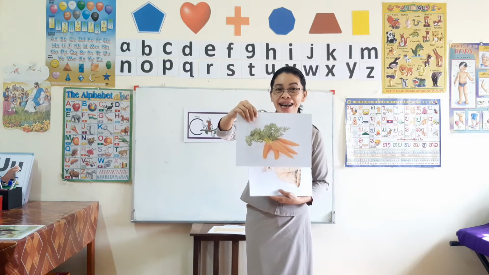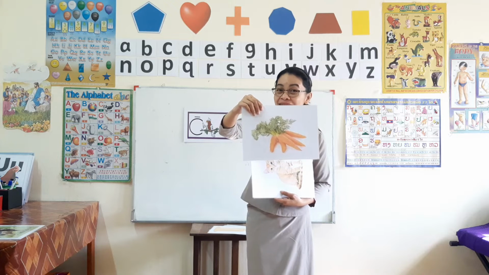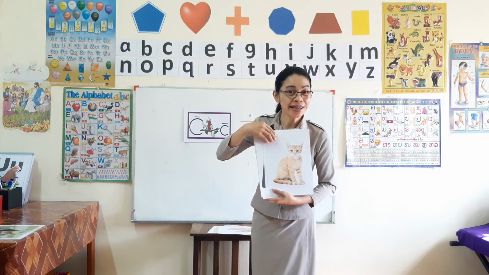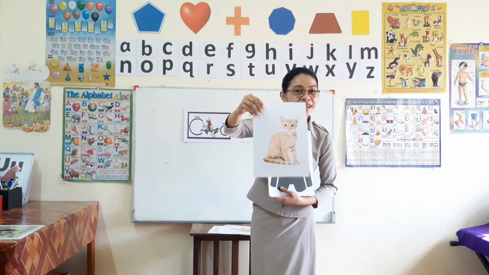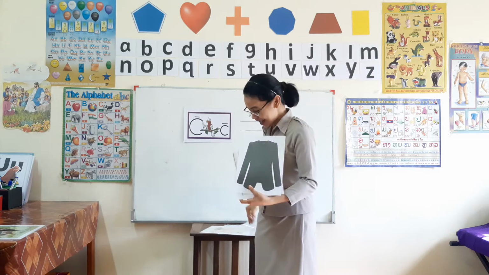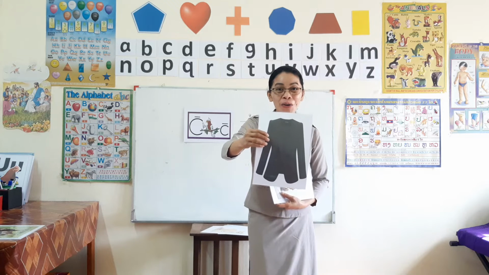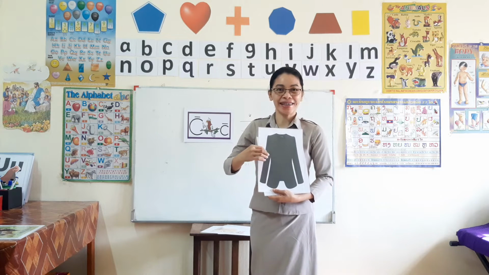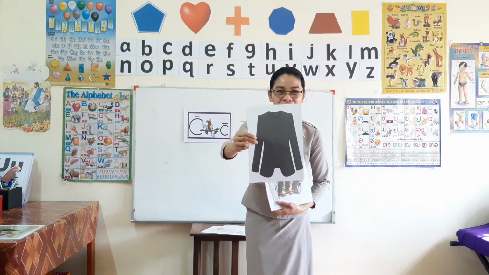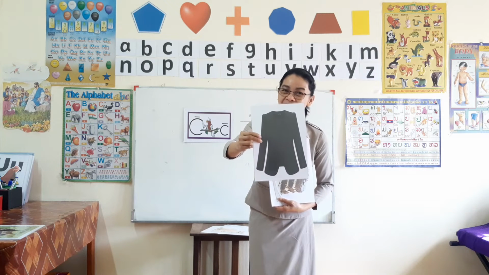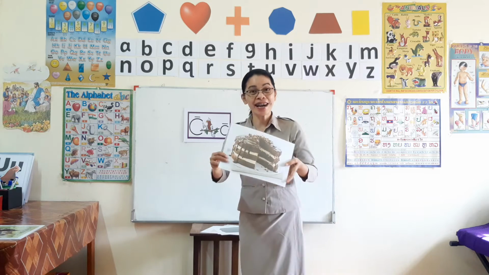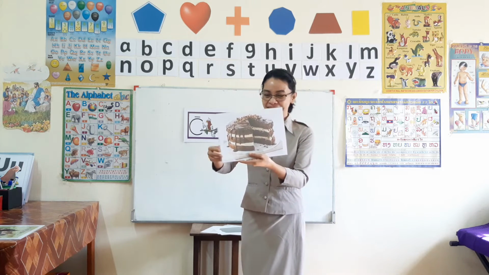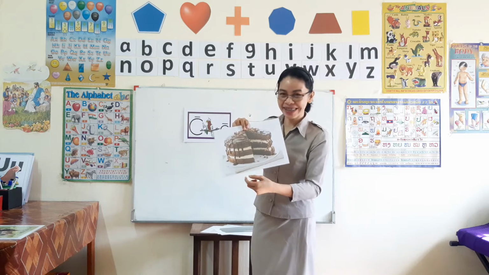Okay, what about this? I like this. This is a carrot. Carrot. What about this? Again, say it with me. Cat. Yes. And this one, especially today when the weather is cold, we have to use a coat. This is called coat. Do you hear the sound? Yes. And the last one, cake. Oh, very good. I like this. You love this too.